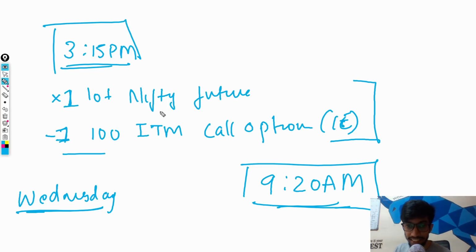Since there's very low time premium, don't do it on Wednesday, because on other days you're going to get some high time premium, and if the market is opening range bound or slightly gap up, then there's going to be very good theta decay of this particular call option.